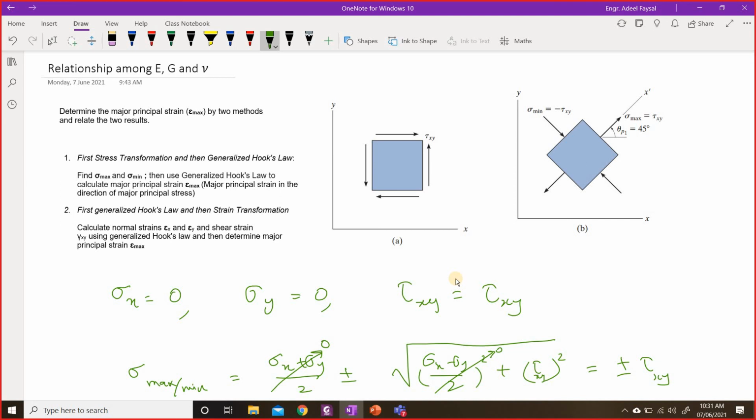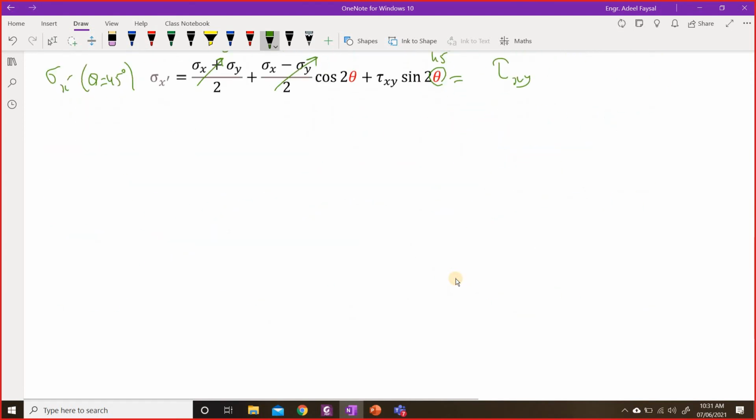And now if we wanted to find the strain in the direction of sigma max, which we would call epsilon max, by using generalized Hooke's law, as in the premier I just shared today, the strain in any direction would be equal to 1 over E times the stress in the same direction as the strain you wanted to find, sigma in the same direction, minus nu times sigma in one perpendicular direction, and then minus nu times sigma in the other perpendicular direction.